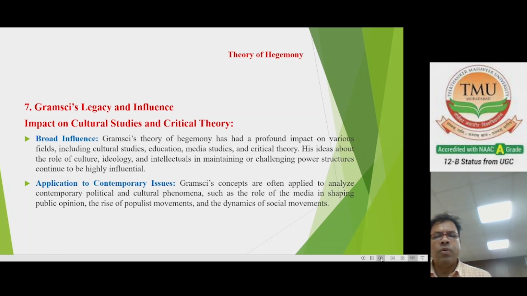Applications to contemporary issues: Gramsci's concepts are often applied to analyze contemporary political and cultural phenomena, such as the role of the media in shaping public opinion, the rise of populist movements, and the dynamics of social movements. These are the important parts.